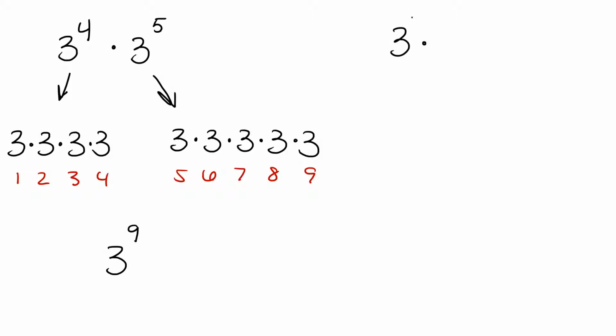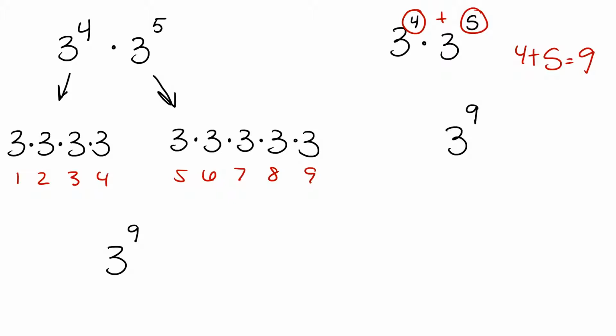Again, the shortcut method had us adding the exponents together. 4 plus 5 is going to give us 9. Keep the base number the same, 3, and your exponent 9.